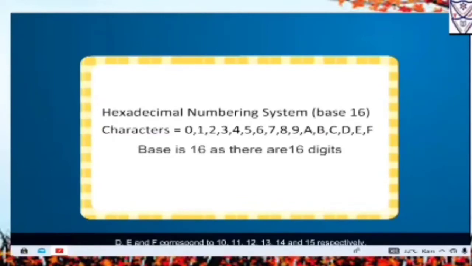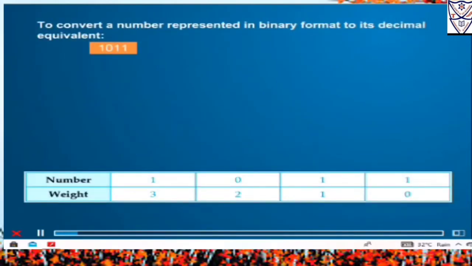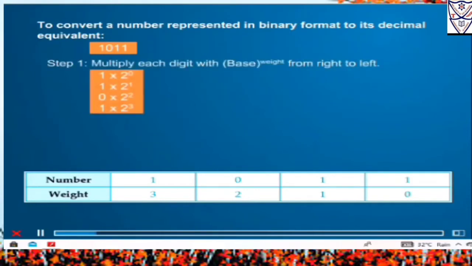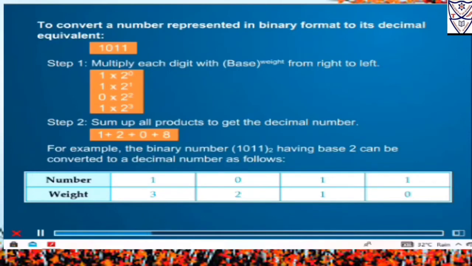Conversion from binary to decimal number system. To convert a number represented in binary format to its decimal equivalent. Step 1. Multiply each digit with base raised to the power weight from right to left. Step 2. Sum up all products to get the decimal number. For example, the binary number 1011 base 2 can be converted to a decimal number as follows.